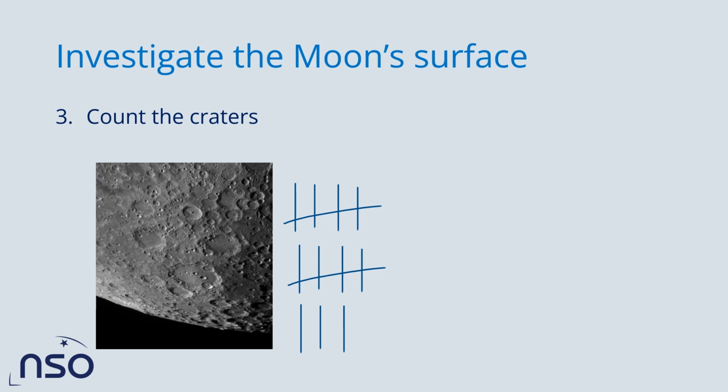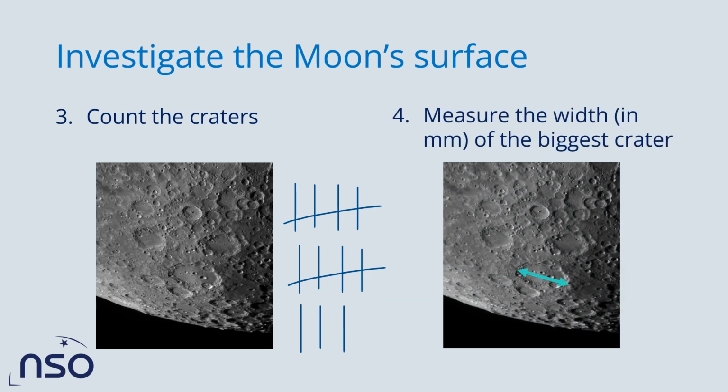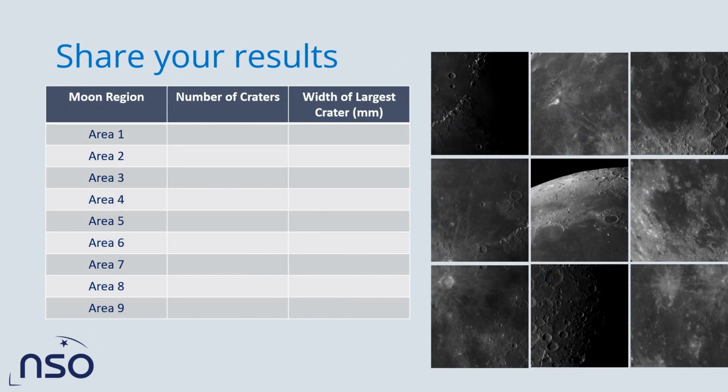Once you have finished counting the craters, find the largest crater in the piece of jigsaw and measure the crater's width or diameter in millimeters. Then repeat these two steps with several more pieces of the jigsaw. Make sure to keep a note of your results. You can create a table like this one to organize and compare your data.